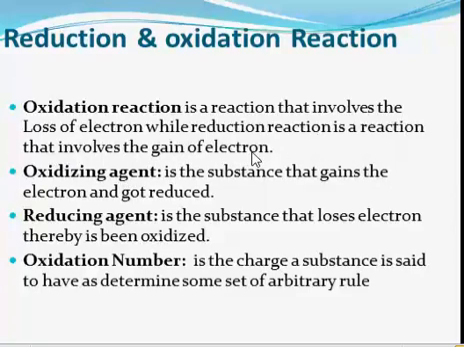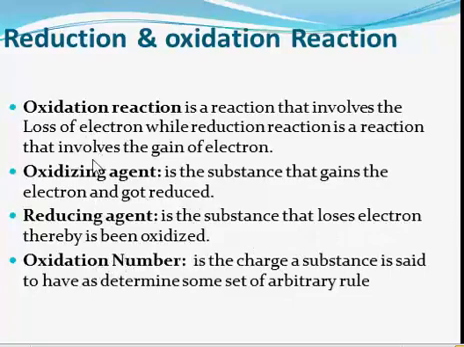Which simply means that a substance is said to be reduced when it gains electron, and a substance is said to be oxidized when it actually loses electron. So now let's talk about oxidizing agent and reducing agent. An oxidizing agent is a substance that actually gains electron and got reduced, while the reducing agent is a substance that loses electron and got oxidized.